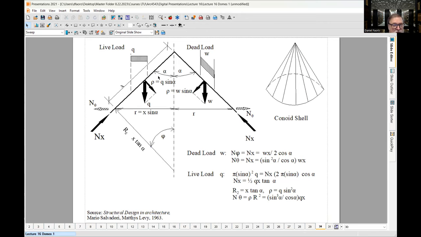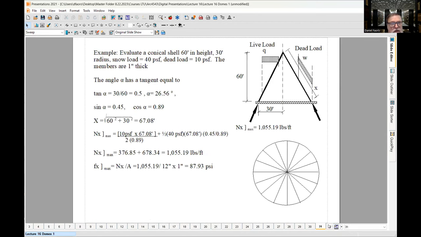Our internal aspect angle is essentially alpha here and here from the center line. And so our dead loads, N sub theta, N sub X, equal sine squared alpha divided by cosine alpha times WX, and our live load is shown here: rho times R squared is equal to sine squared alpha divided by cosine alpha times Q times X. So here's a conoid, a conical shell, 60 feet in height, 30 feet radius. My snow load's 40. That would be my live load. My dead load is 10. That's the one on the right.